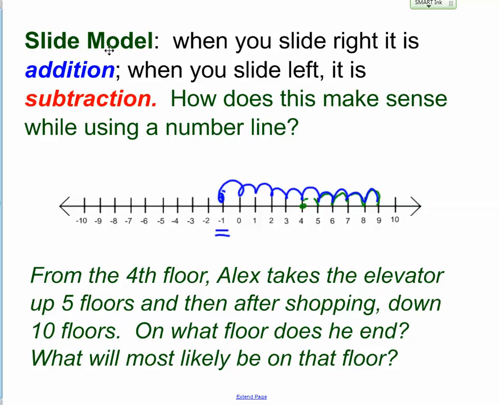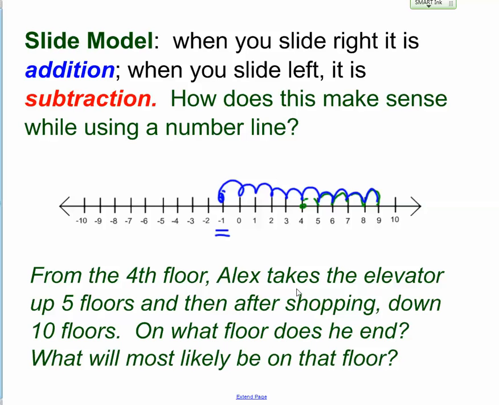And the slide model of addition. So when I slide to the right, it's addition, and when I slide to the left, it's subtraction. And I asked you, how does this make sense when using a number line? And all of you know that on a number line, as I move to the right, the numbers get bigger. So if I'm adding something and what I'm adding is positive, it's going to get bigger and move to the right. But if I'm subtracting, taking away, my answer is going to get smaller when I move to the left.